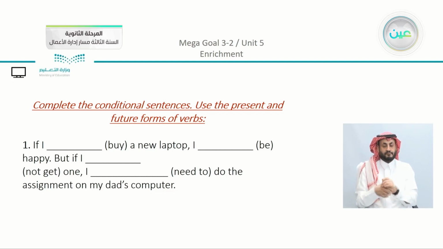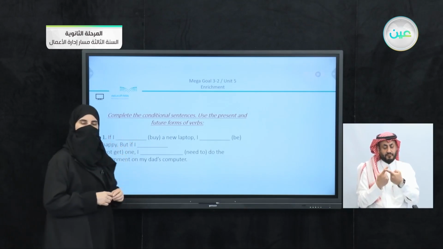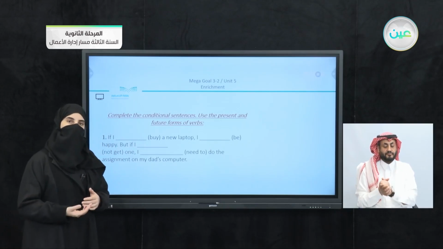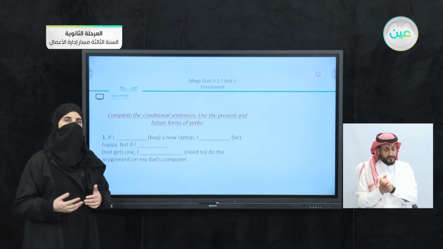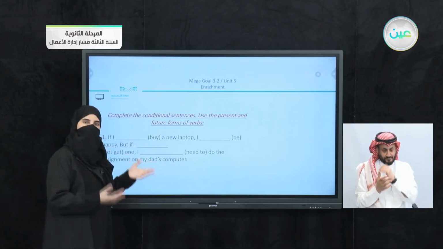In number 1, you can see that it says complete the conditional sentences. Use the present and the future forms of verbs. So you are going to either use the present simple or you are going to use will plus the base form. They have some verbs between parentheses here. So you can see that we have, if I buy a new laptop. Okay, let's stop here. Do you think that we need to change anything here? What is the pronoun used? We have I. So we have if I buy a new laptop. So actually there is nothing to change.